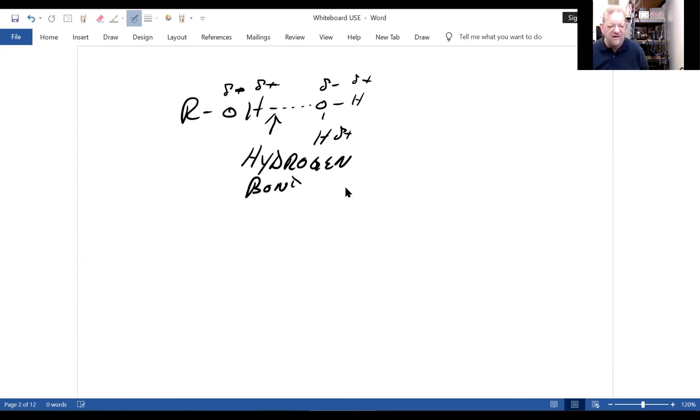Now, this helps in water solubility, but a counterforce is R, carbon and hydrogen, which don't hydrogen bond. So does that play a role? If R gets bigger, more carbon hydrogens, will that affect the hydrogen bonding and the water solubility? Guess what? I'm not going to give it away.